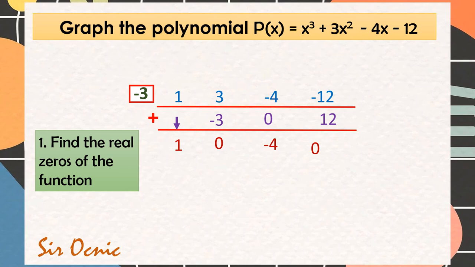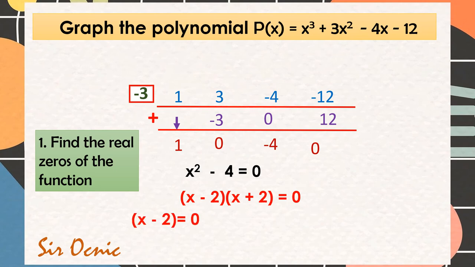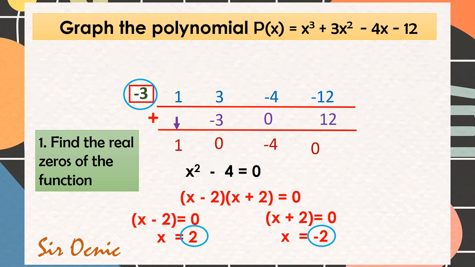Rewriting the remaining numerical coefficients, that will be x squared minus 4. Using the sum and difference of two squares, the factors are x minus 2 times the quantity x plus 2. Equating both factors to 0, we will then have x equals 2 and x equals negative 2. Therefore, the zeros are negative 3, 2, and negative 2.